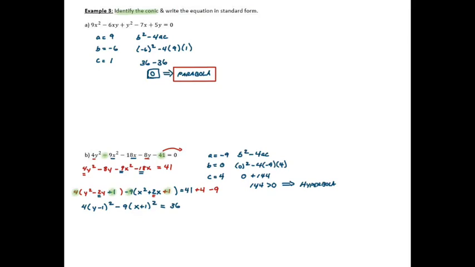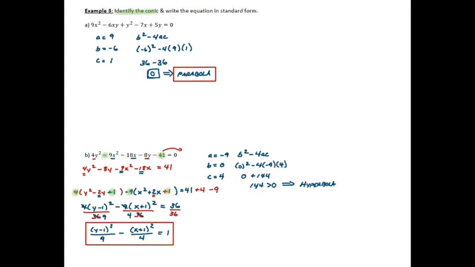And the last step to make this standard form is I would have to actually make the right side equal to 1. So I'm going to divide everything by 36. And the 4 in the numerator of the y term and the 36 in the denominator will reduce and become 9. And the 9 and 36 in the second term will reduce and become 4. So what I have is the finished standard form hyperbola would be (y minus 1) quantity squared over 9 minus (x plus 1) quantity squared over 4 equals 1.